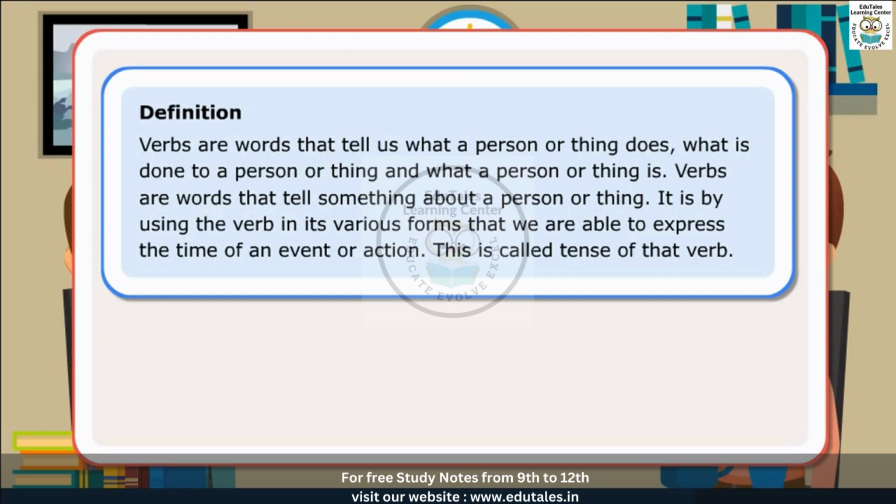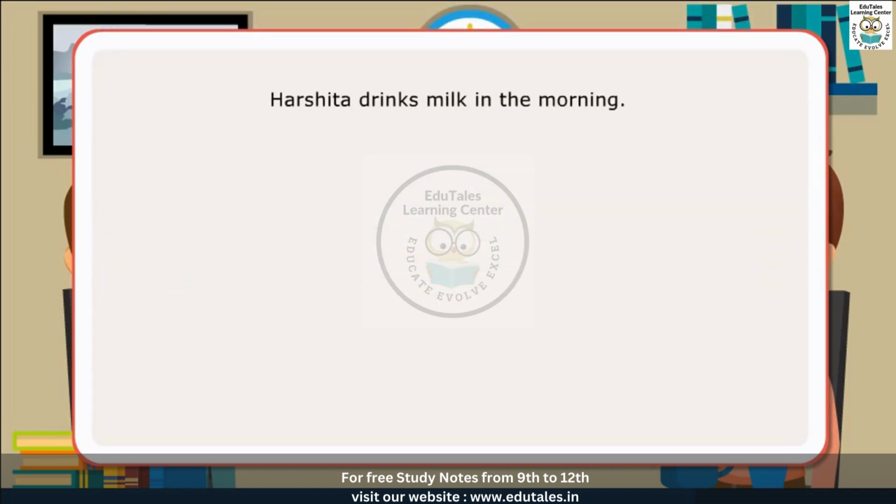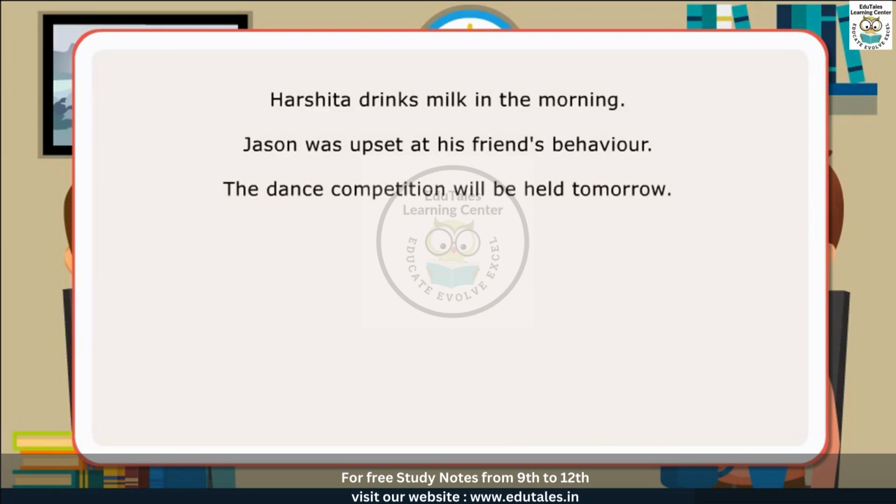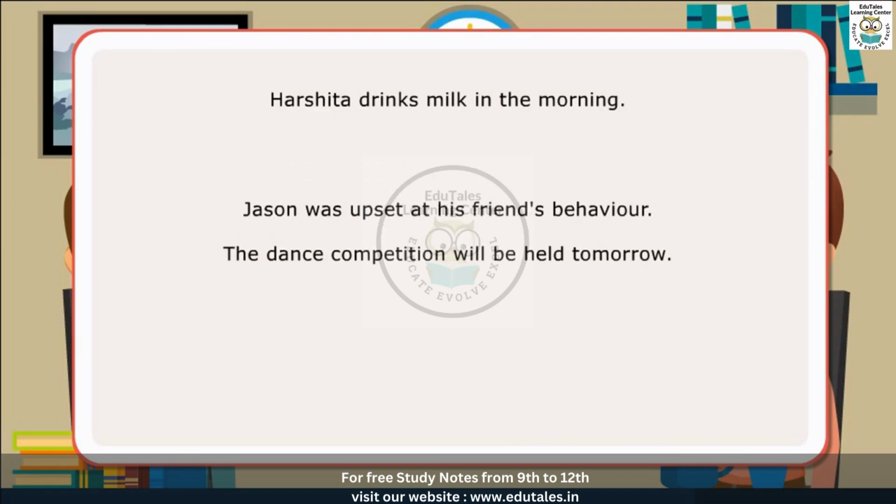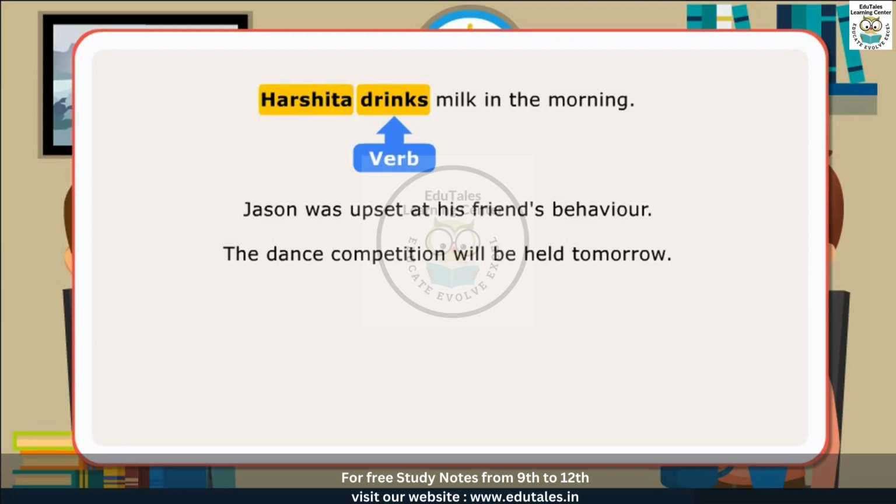Let us look at a few sentences. Harshita drinks milk in the morning. Jason was upset at his friend's behavior. The dance competition will be held tomorrow. In the first sentence, drinks is a verb since it tells us something about Harshita and it refers to present time. This verb is in present tense.